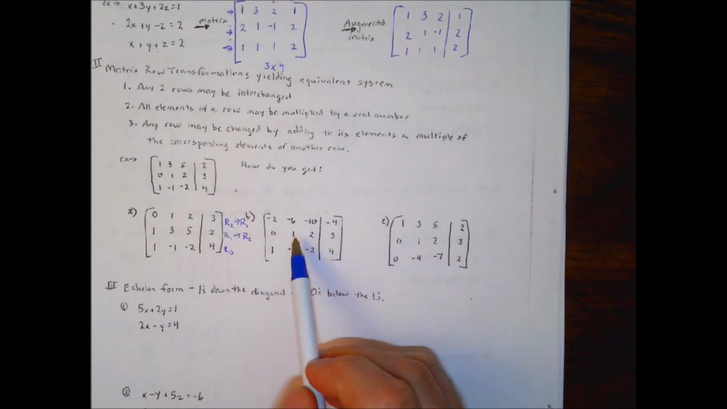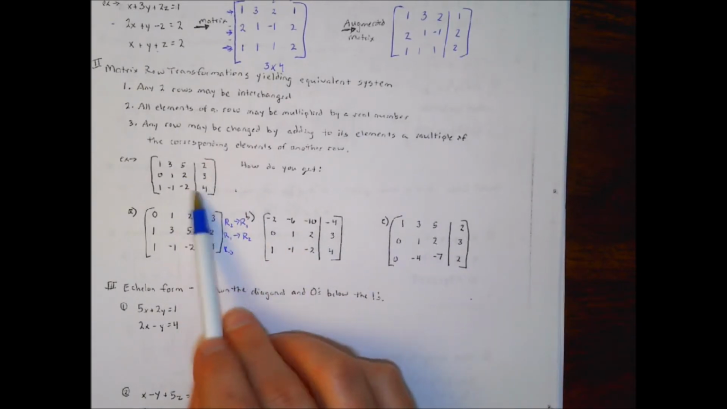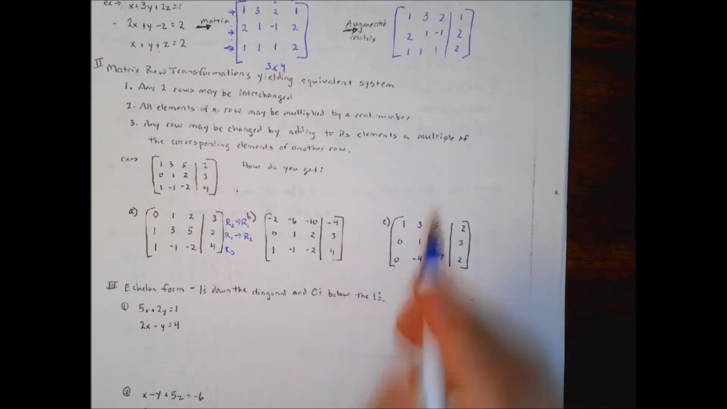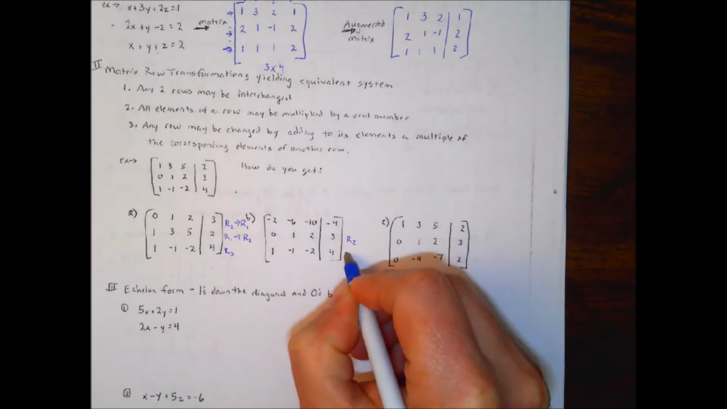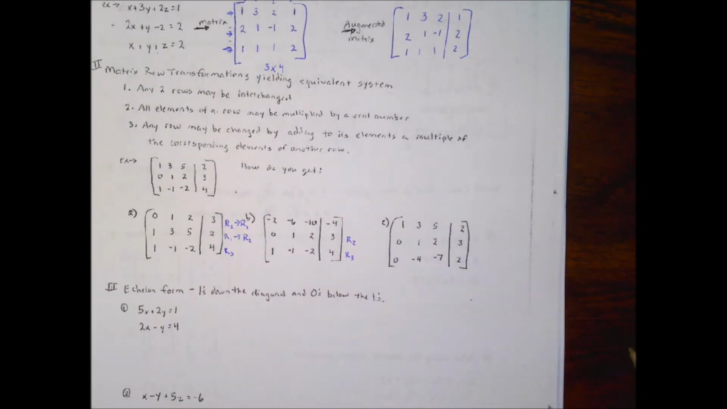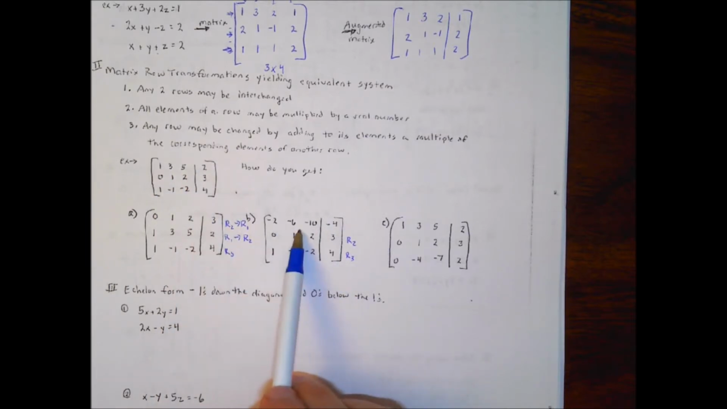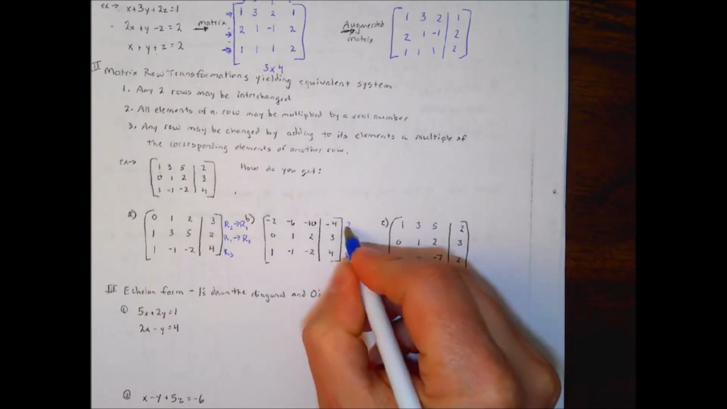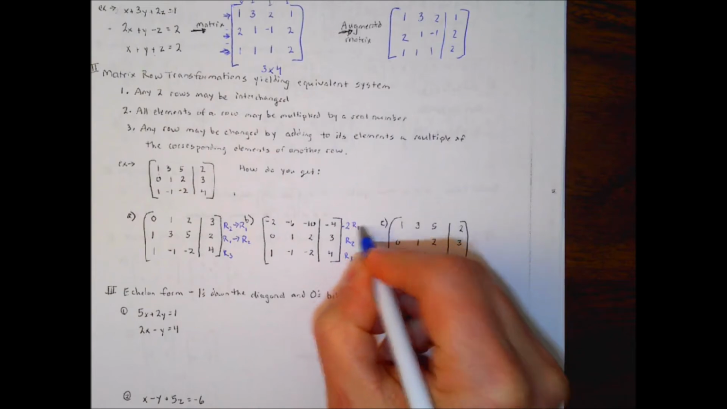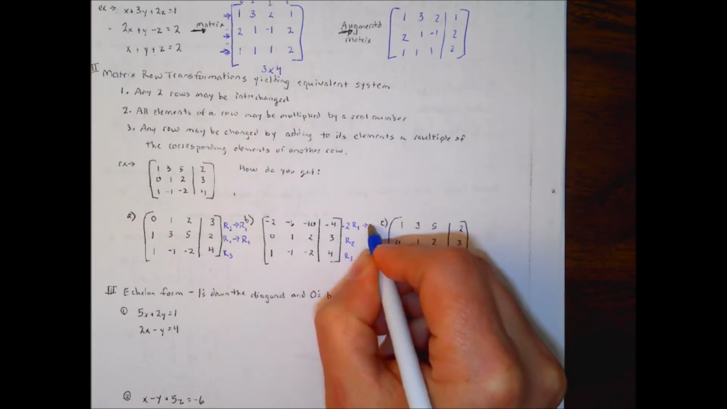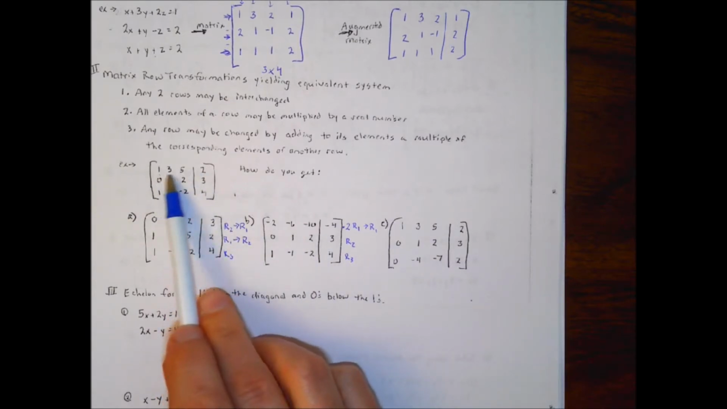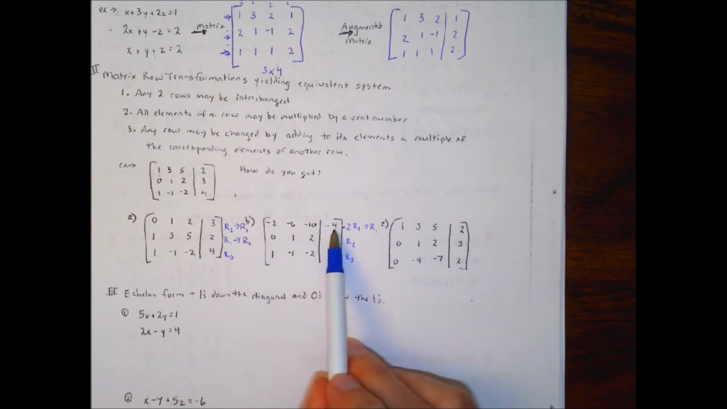Let's think about the next one. How do I get from these to these? Notice this one's unchanged. This is just row 2 and this is just row 3 over again. Those aren't changed at all. What are we doing with this to get this? Notice we're multiplying it all by negative 2, because they're negatives. We're taking negative 2 times R1 and putting it in R1. So we're taking this row, multiplying everything by negative 2, and putting it here in row 1.